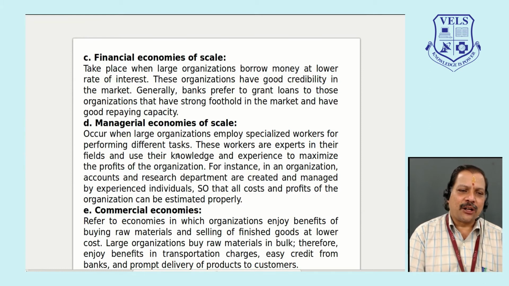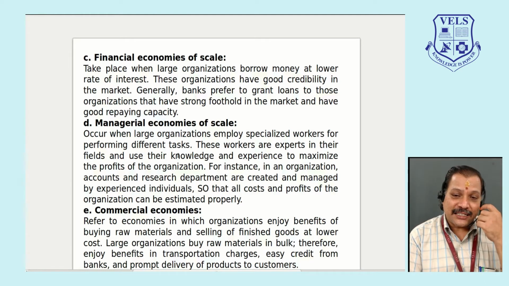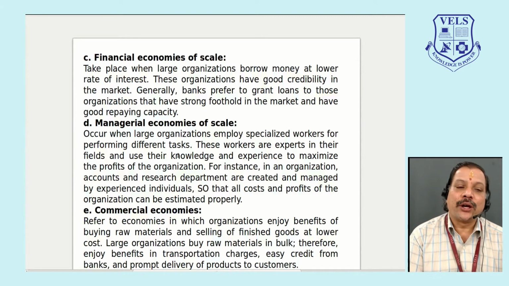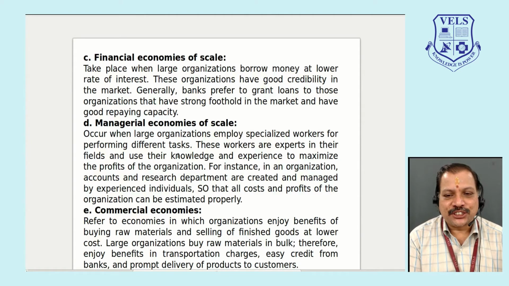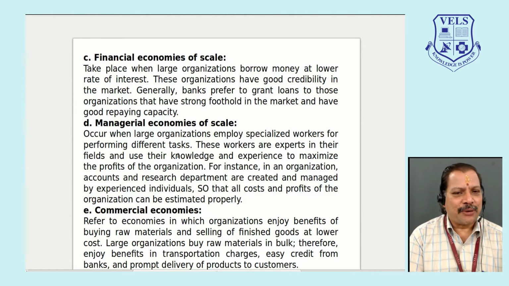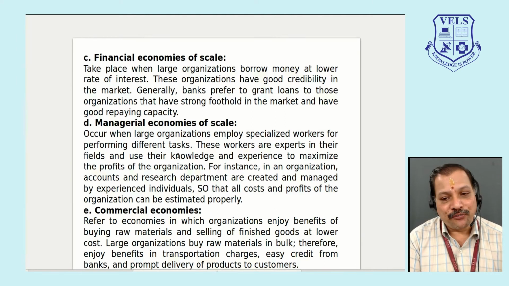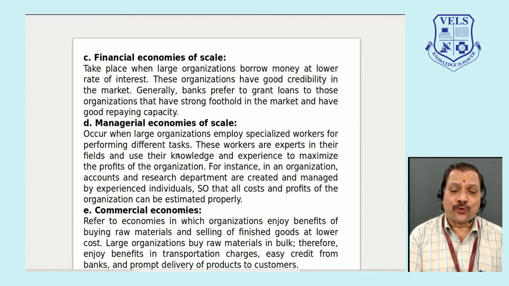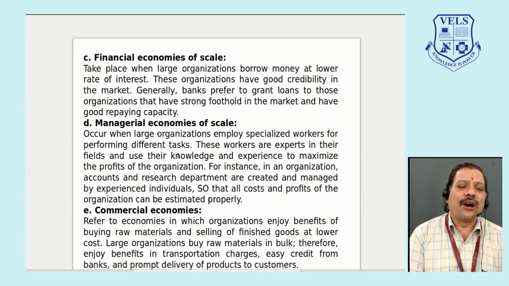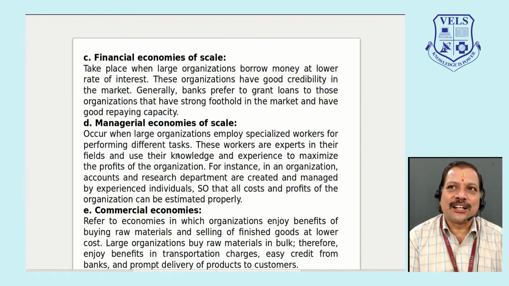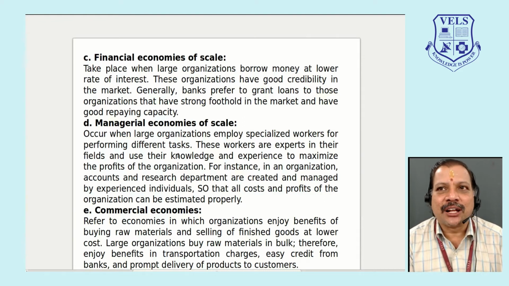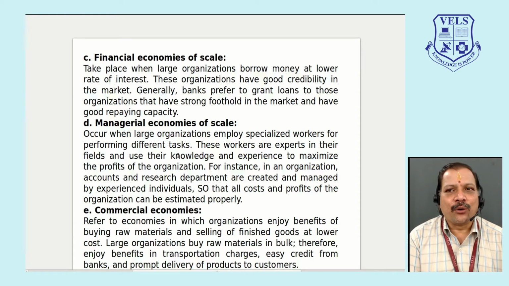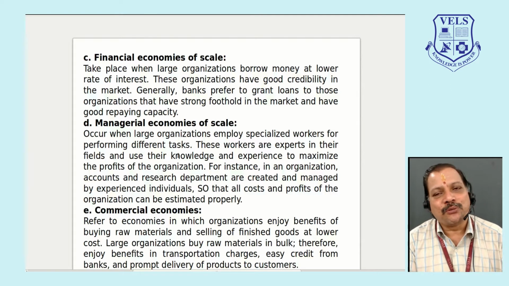Financial economies of scale take place when large organizations borrow money at a lower rate of interest. These organizations have good creditability in the market. Generally, banks prefer to grant loans to organizations that have a strong foothold in the market and good repaying capacity. So one advantage of a large scale of production is that financial institutions like banks and non-banking institutions are ready to lend because the repaying capacity of those firms will be good.